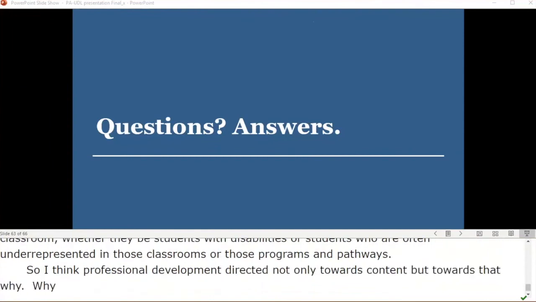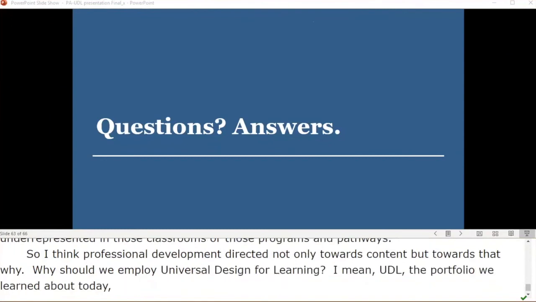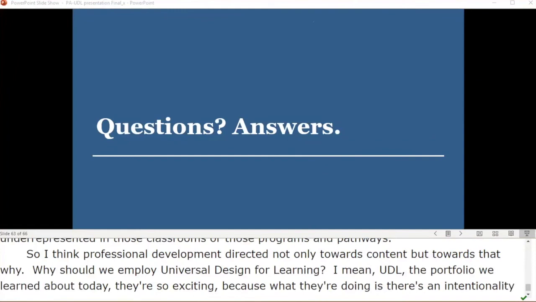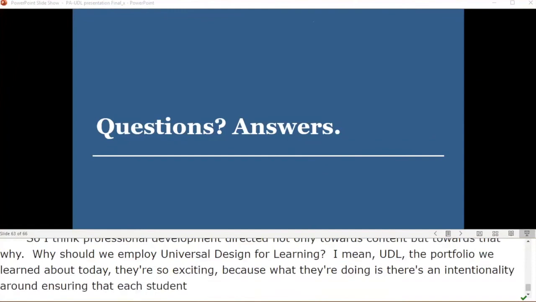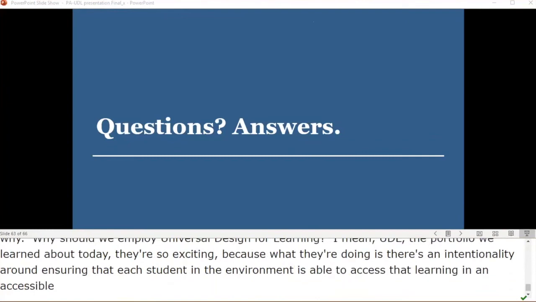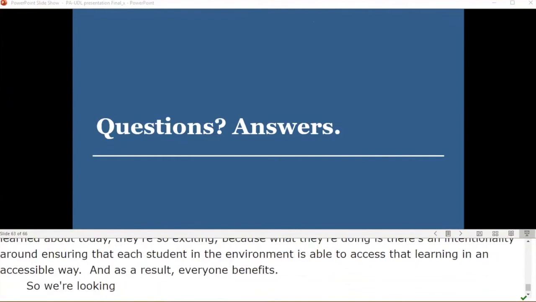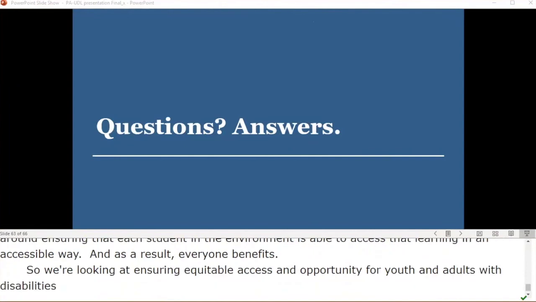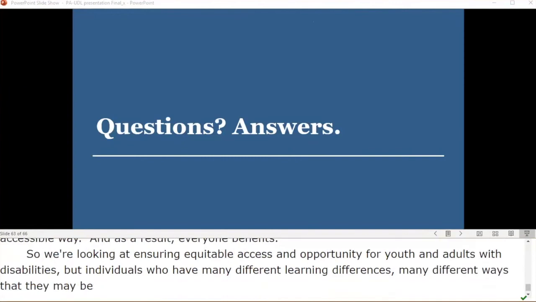Why should we employ universal design for learning? I mean, UDL, the portfolio we learned about today, they're so exciting because there's an intentionality around ensuring that each student in the environment is able to access that learning in an accessible way. And as a result, everyone benefits. So, we're looking at ensuring equitable access and opportunity for youth and adults with disabilities. But individuals who have many different learning differences, many different ways that they may be accessing information differently, will benefit.